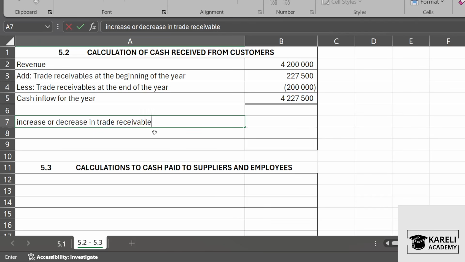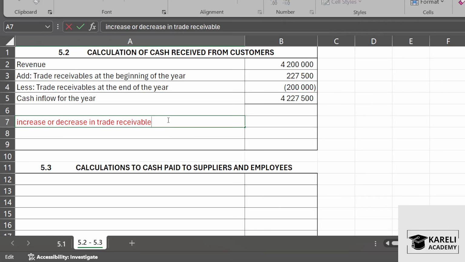Now, where do we get this? We are going to compare the balance at the beginning of the year with the balance at the end of the year. If there was an increase, you will write increase on trade receivables. If there was a decrease, you will write decrease on trade receivables. Is that clear? And then that amount would come here.